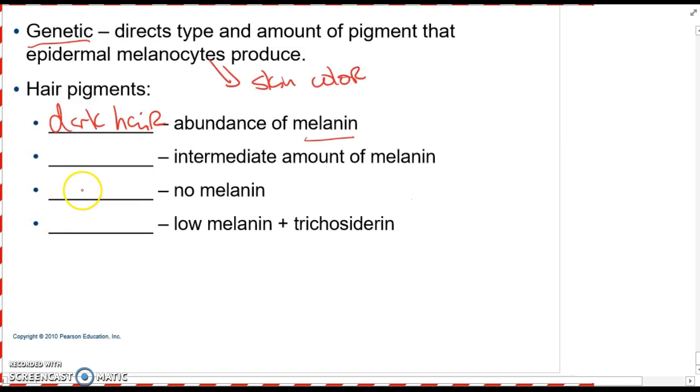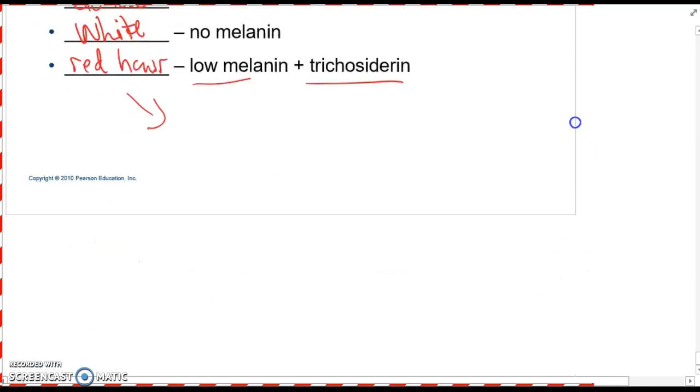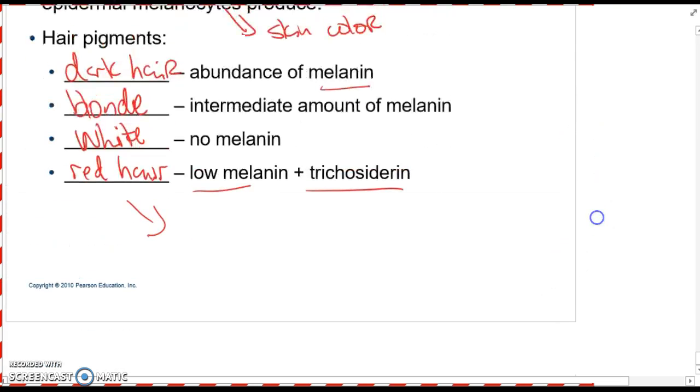Your hair pigments: if you have dark hair, you have an abundance of, remember that term again, melanin. If you have blonde hair, an intermediate amount of melanin. And then white, if you think of albino, there's literally no melanin produced. And then red hair, you have low amounts, and there's something else, trichosiderin, which we won't really talk about, but some people think that red hair has no melanin, but it does, there's just low amounts. And that is pretty much it for this chapter.